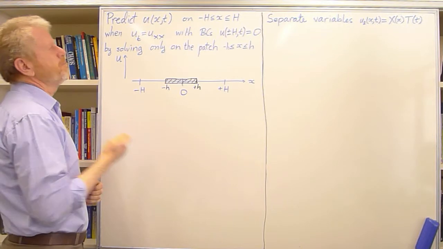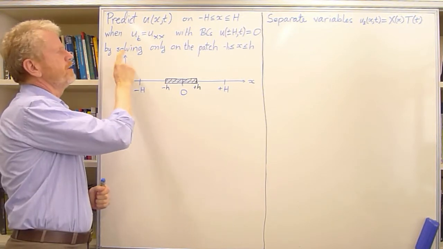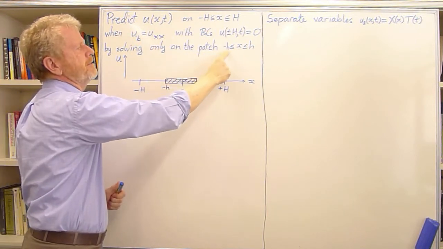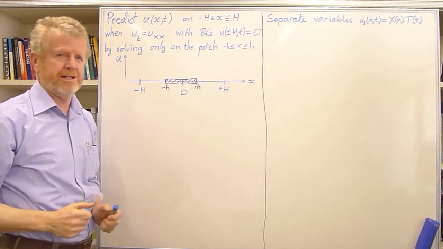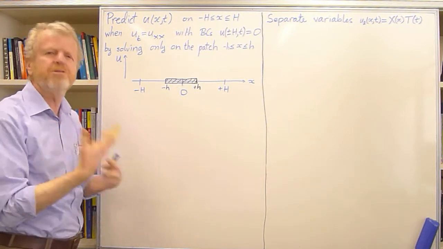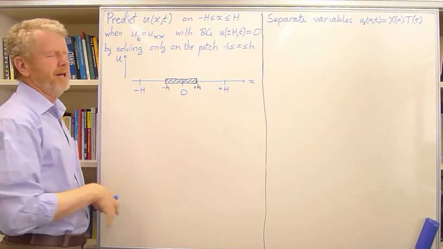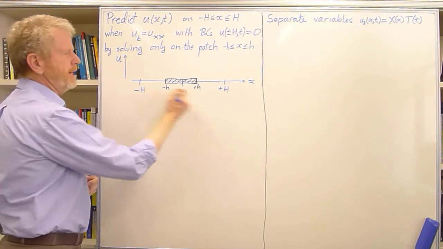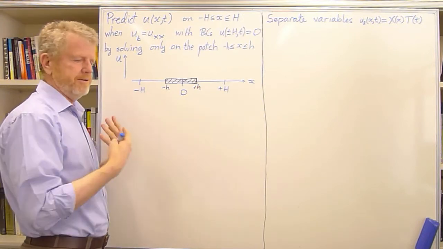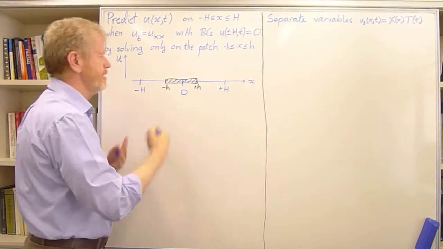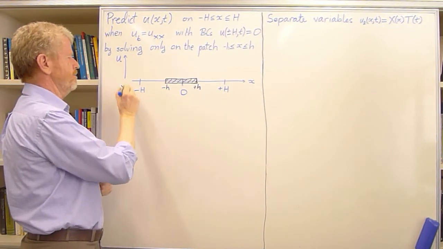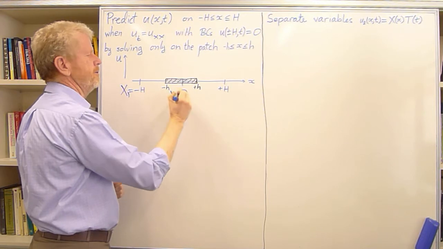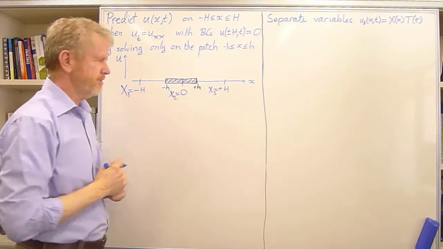And we're going to make that prediction by solving only that PDE on the patch between x equals minus little h and plus little h. And solving only on the patch is equivalent to doing a computation only on that patch. So, here is a diagram of the domain, and the simplest thing we can do is to discretize the domain from minus H to big H with just a 3-point macroscale grid. So we'll define X1 to be minus H, big X2 to be 0, and big X3 to be plus H.